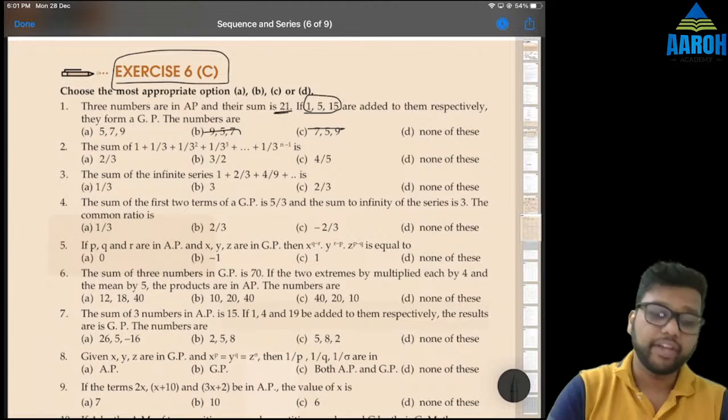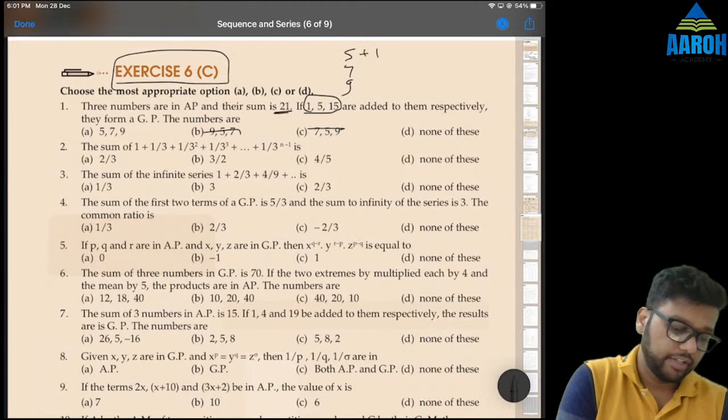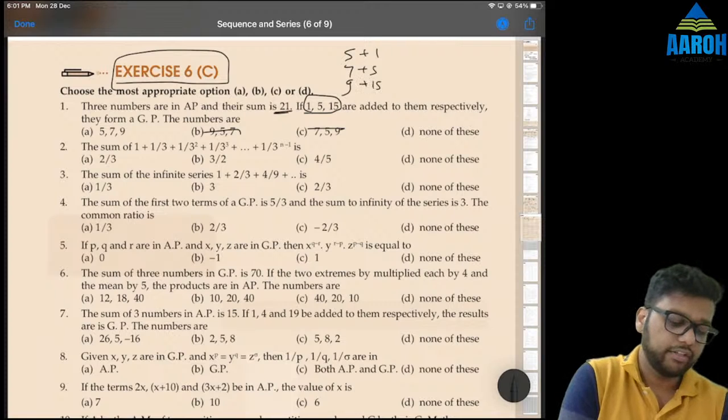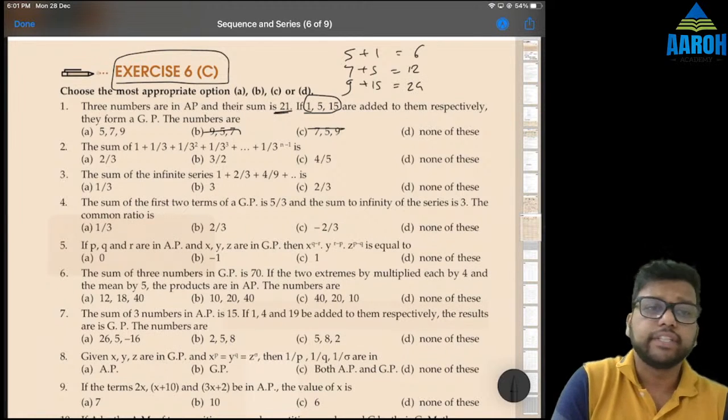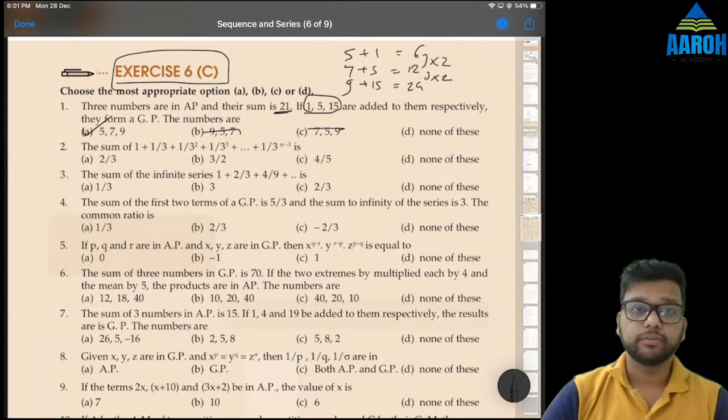If we add 1, 5 and 15 to 5, 7, 9, they are in AP, that is correct. If we add 1, 5, 15, it becomes 6, 12 and 24, which is in GP, right? Because it is getting doubled, into 2, into 2. That means A is the correct answer.